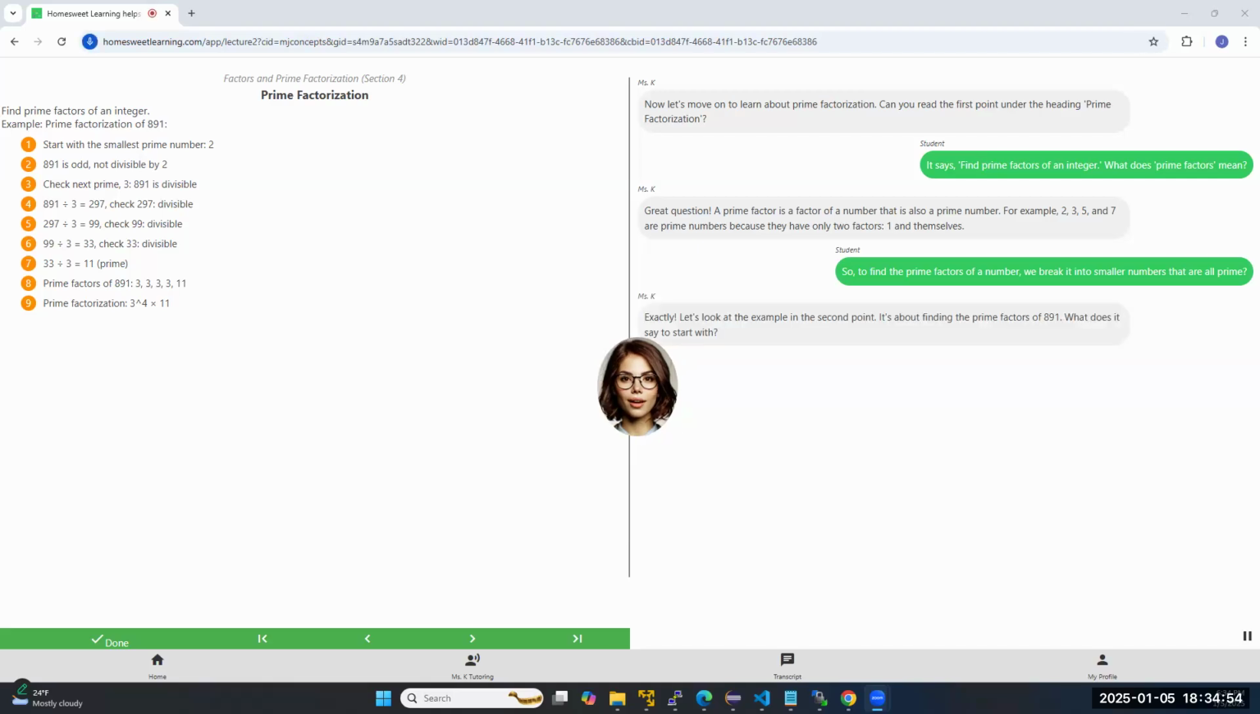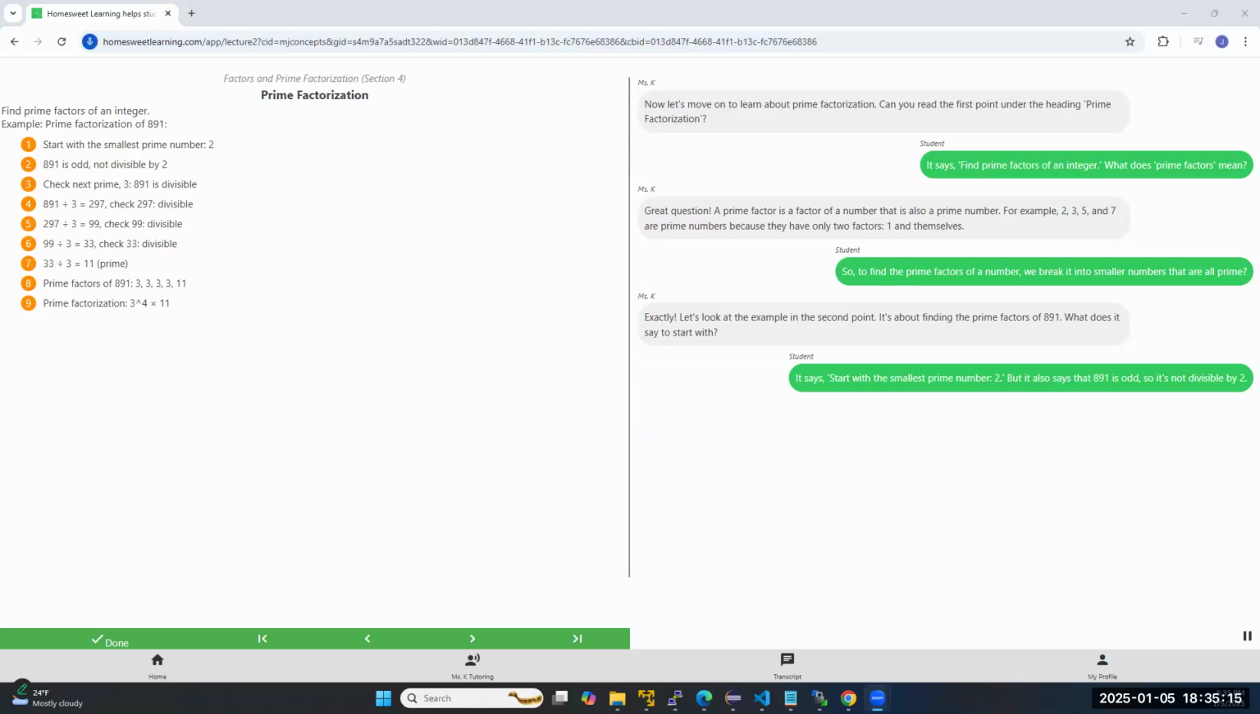Exactly. Let's look at the example in the second point. It's about finding the prime factors of 891. What does it say to start with? It says, start with the smallest prime number, 2, but it also says that 891 is odd, so it's not divisible by 2. Correct. If a number is odd, we skip 2 and move to the next prime, which is 3.